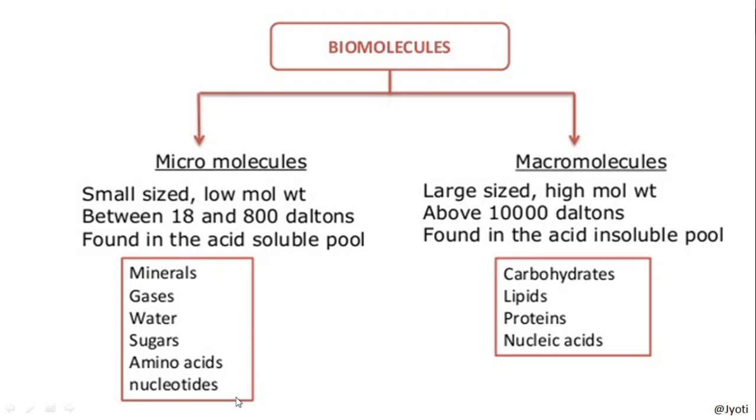Now what are the macromolecules? The macromolecules are the large sized high molecular weight whose molecular weight is above 10,000 Dalton. So this molecular weight you have to remember, children. On the basis of this molecular weight only they are classified as macromolecule and micromolecule, and they are found in the acid insoluble pool. That means the pellet that remains on the cotton or that is the cheese cloth. Okay. So what are those compounds? Those compounds are carbohydrate, lipid, protein, nucleic acids. So these are the macromolecules.